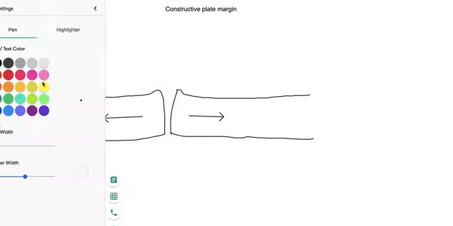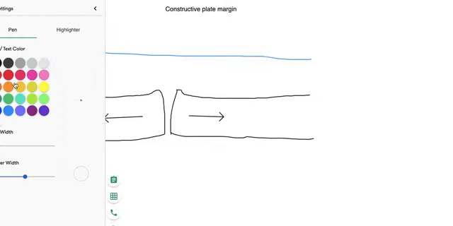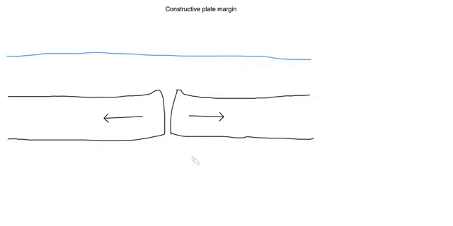So before that, I want to draw in the ocean surface. So I'm going to just draw that in because most constructive margins actually occur underneath the ocean. So I'm going to draw that in. And now I'm going to draw in my arrow showing the magma rising. So it rises through the gap like that.